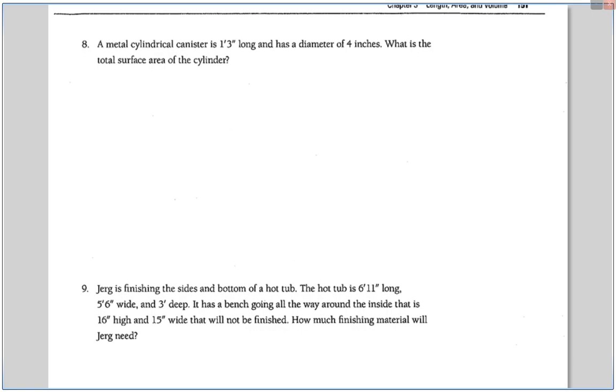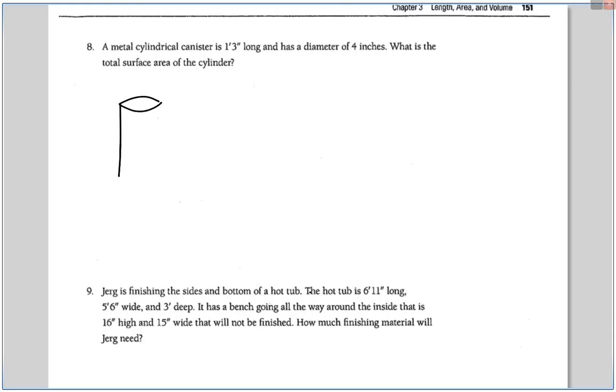A cylinder, total surface area. Alright, so this is saying it's 1 foot 3 inches long. So when you draw this cylinder, this length is 1 foot 3 inches, and the diameter, the whole distance across the circle, is 4 inches. Then it says what is the total surface area. It doesn't specify the unit, so you can pick any unit you'd like.